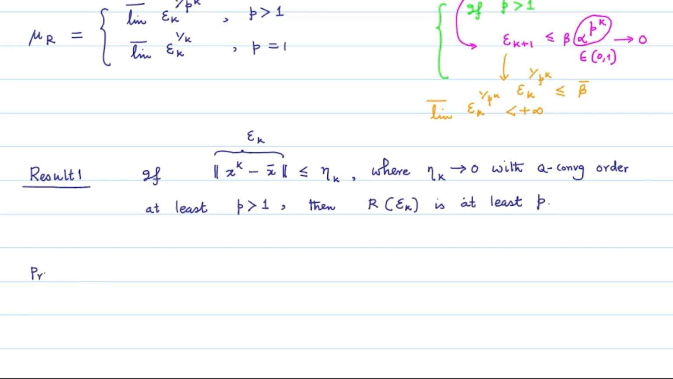The proof of this result is very simple. A straightforward calculation will reveal why this result is true. We notice that from the given condition, epsilon k is less than or equal to eta k, where eta k has Q convergence order at least p. We get epsilon k plus 1 less than or equal to eta k plus 1, less than or equal to some positive constant gamma times eta k to the power p, which is further less than or equal to gamma to the power 1 plus p into eta k minus 1 to the power p square.